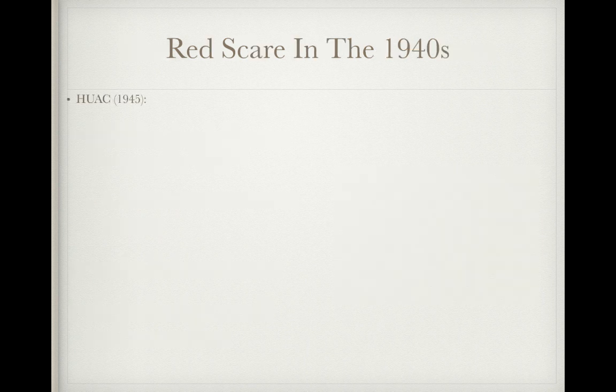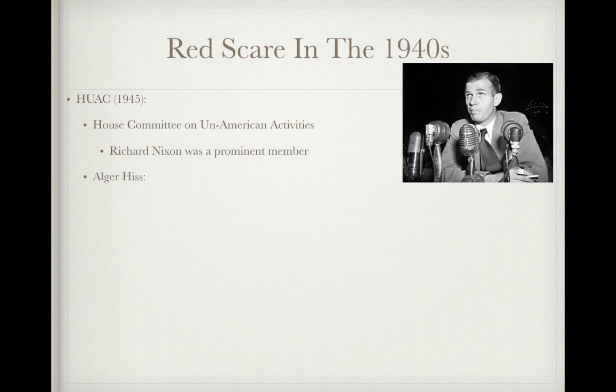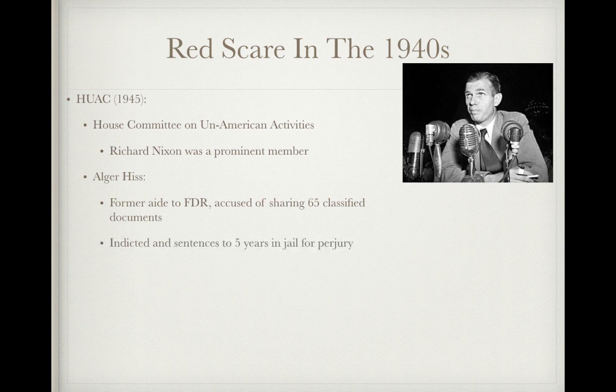So, the Red Scare in the 1940s. Well, first major thing we have is called HUAC, or the House Committee on Un-American Activities. This was where Richard Nixon was a prominent member and became very well known nationwide. They investigated Alger Hiss, a former aide to FDR, and he was accused of sharing 65 classified documents. Now, he was not found guilty of sharing these documents, but he was found guilty of perjury, and he was indicted and sentenced to 5 years in jail for lying to Congress.